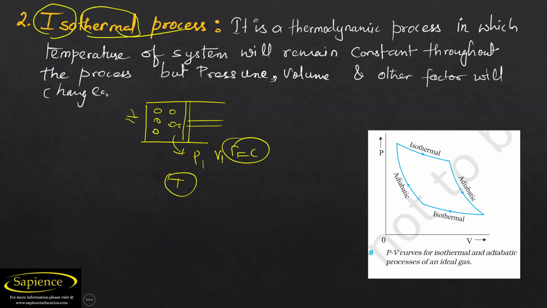If we draw a graph between pressure and volume, the isothermal process will be like this. So A to B is an isothermal process, and C to D is also an isothermal process. So these are the graphs of the isothermal process.